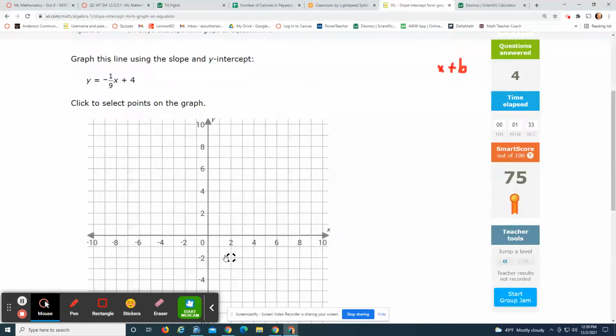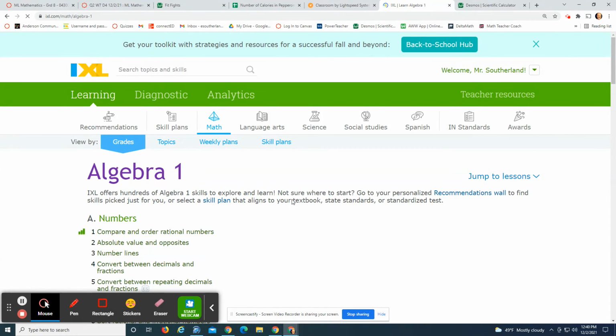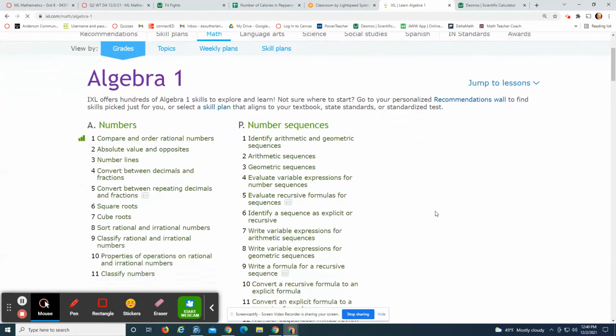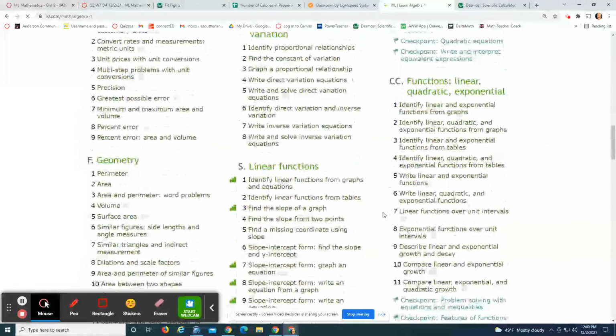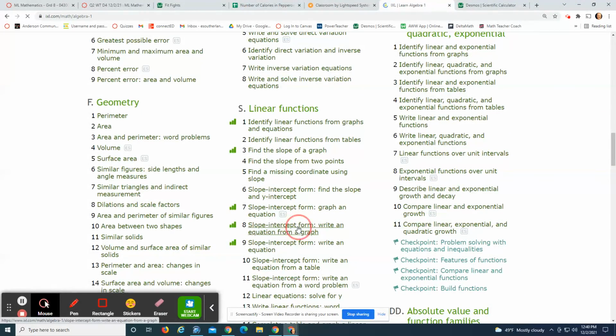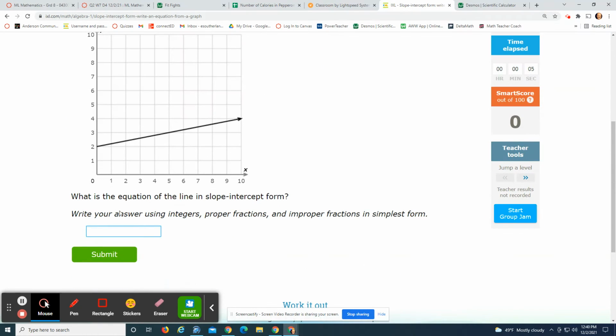When you finish that one, you're going to go to Algebra 1 S8. Algebra 1 S8 is the same as what it was for writing the equation before. We got this here. It's the y equals mx. It's the same as AA9, I believe.